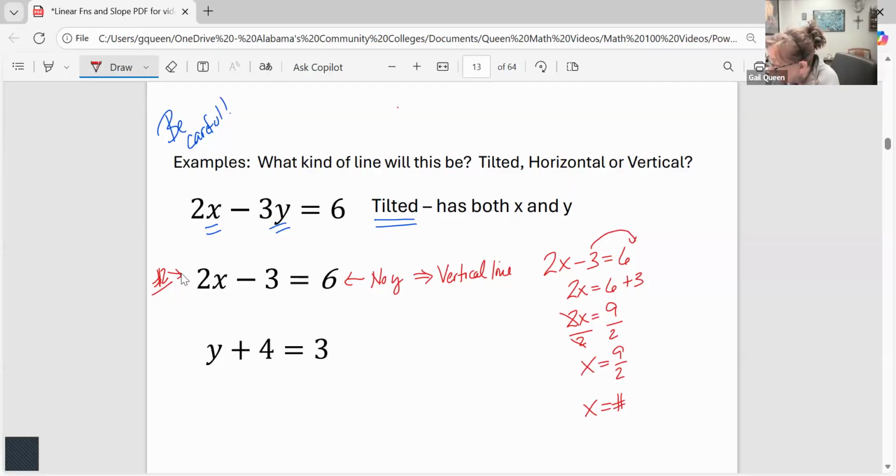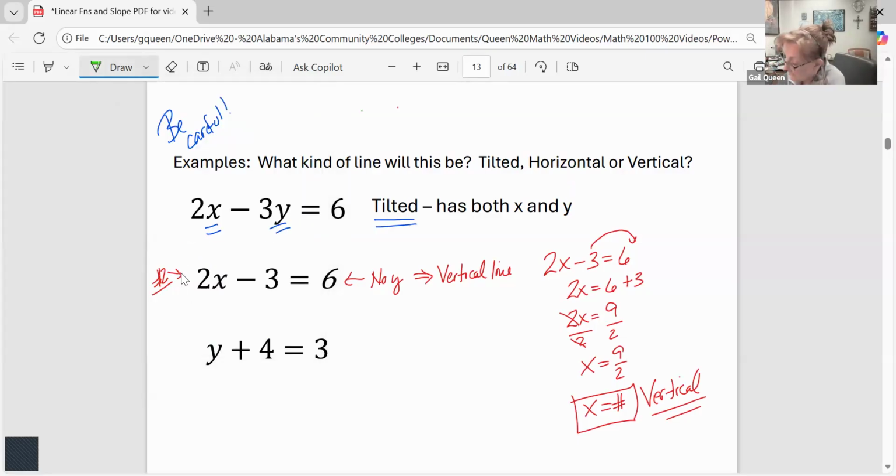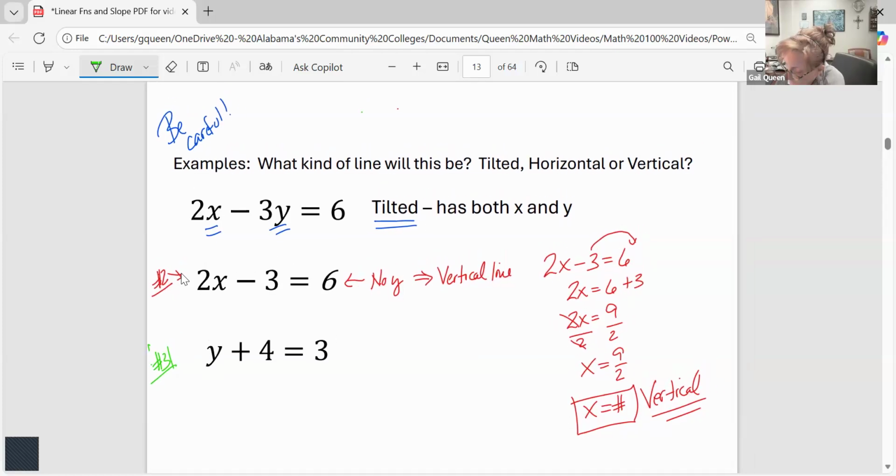Whenever you have x equals a number, any number, it doesn't have to be a pretty integer number. It can be a fraction or a decimal. X equals a number is a vertical line, okay? So be careful. All right, and the last example on this page is y equals a number. It's going to look like that. Here's our number 3 for this page.